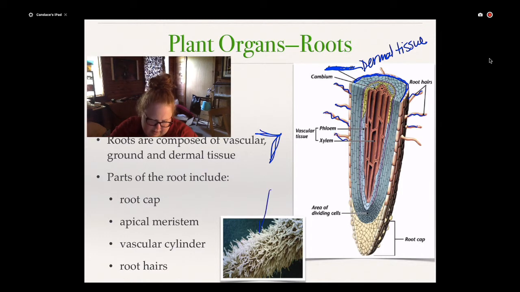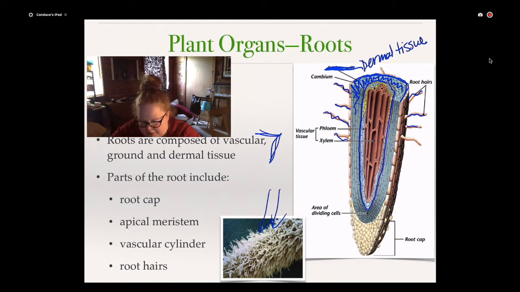You can see some more of them here. What these do is they increase the surface area of the root, so there's more area that water can be absorbed. The ground tissue is going to be here, this blue part throughout, and then this part here is going to be our vascular tissue. Okay, it's also sometimes called a vascular bundle, and so that's going to extend down.